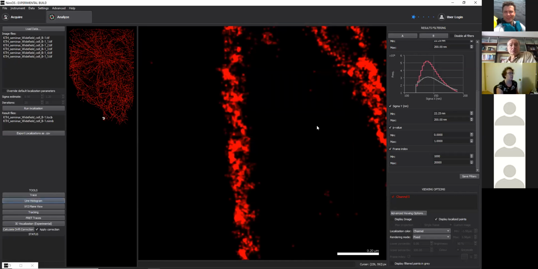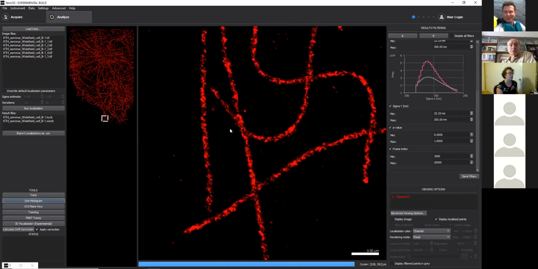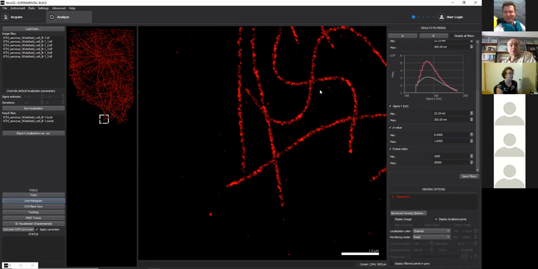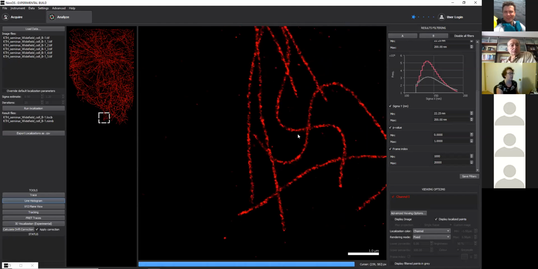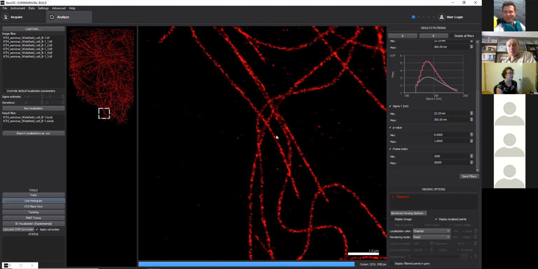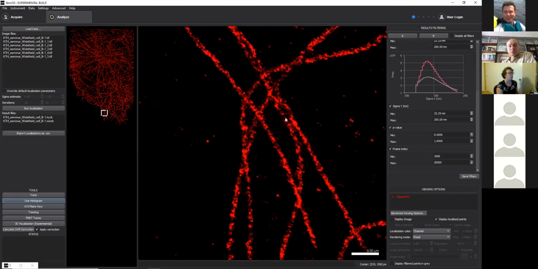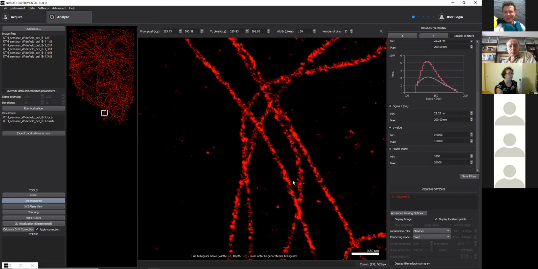Now, we can also measure the distance between microtubules. So for example, let me find a good spot. Up here, we can see that there are quite a few microtubules that are actually crossing each other, and maybe we want to see the distance between them.